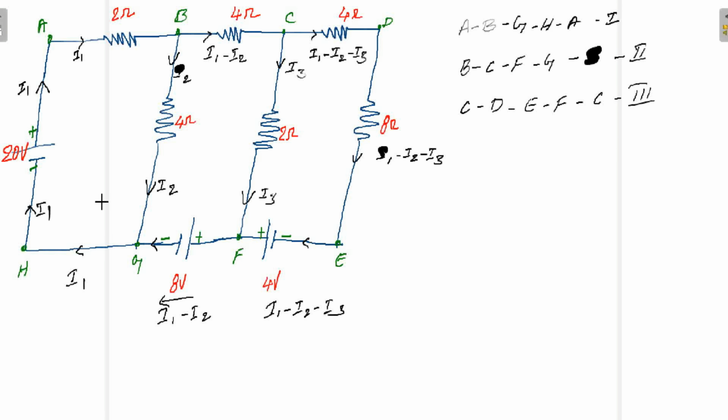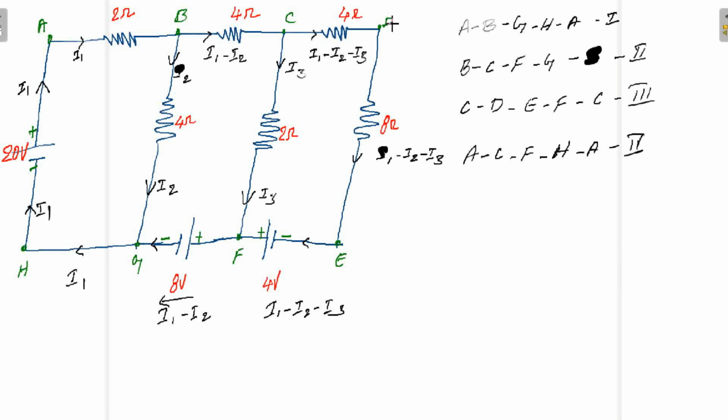Individually we have considered the first, second and third. You can consider one more loop, A to C, C to F, F to G, G to H, H to A. This is your fourth loop, going directly A, C, F, G, H, A.